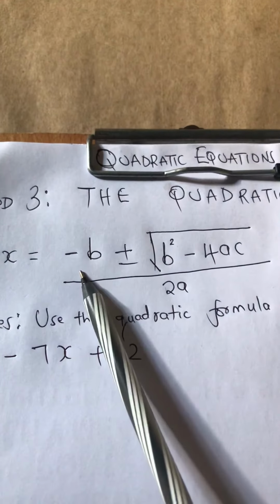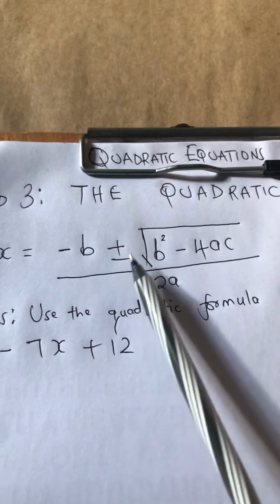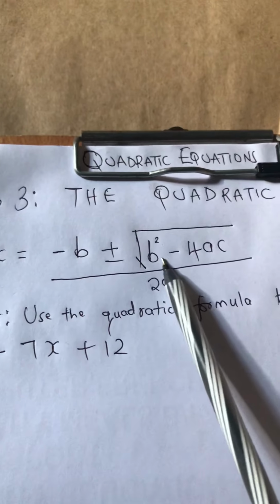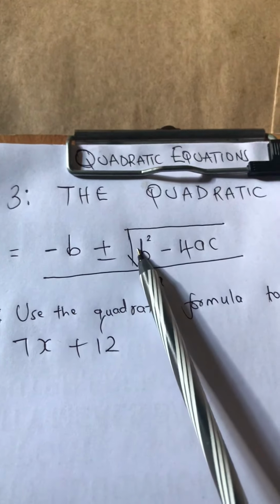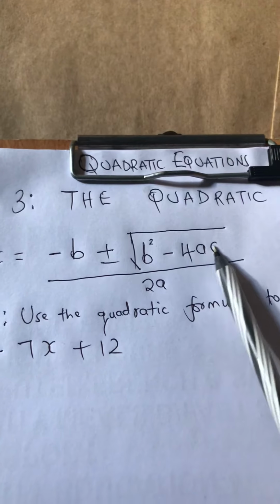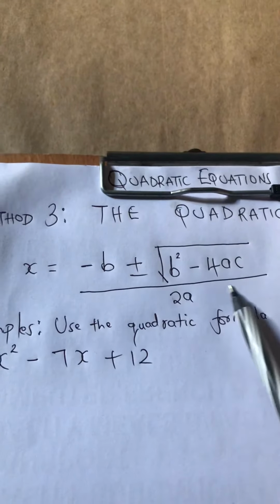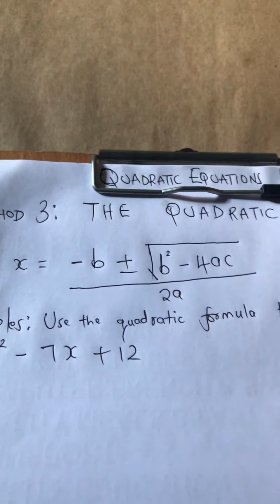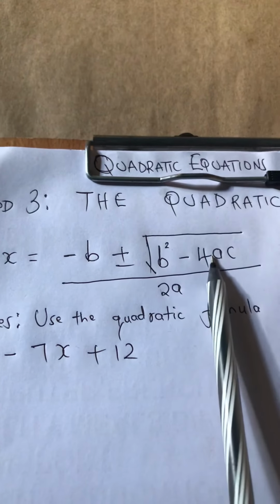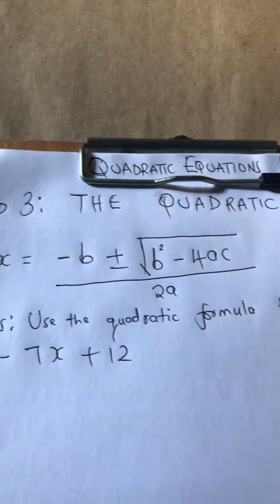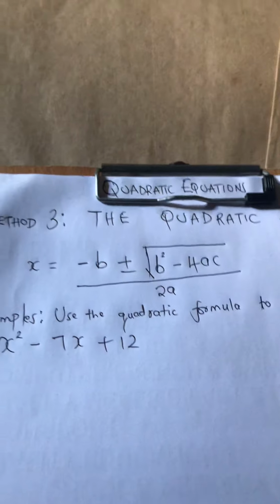So x is equals to minus b plus or minus the square root of b square minus 4ac divided by 2 times a. When we say 4ac, we are saying 4 times a times c. Hapo sawa?